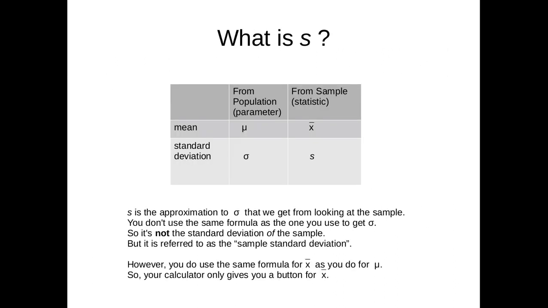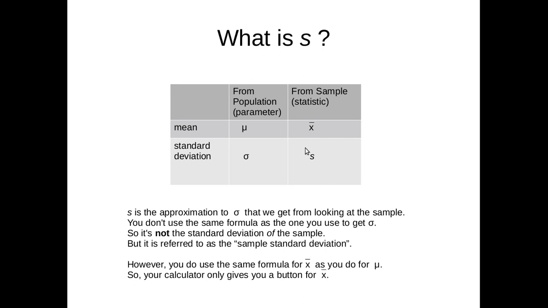And then what? What is this so-called sample standard deviation? Well, if you have a population, that population has a mean and a standard deviation. We don't know what it is. But from the sample, we have something called statistics. From the sample, we have a sample mean and a so-called sample standard deviation. The reason I call it that is because this S is an approximation to this sigma.